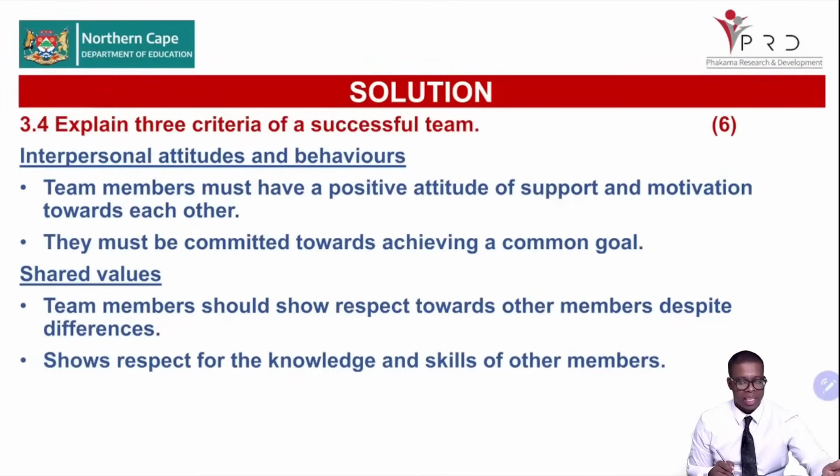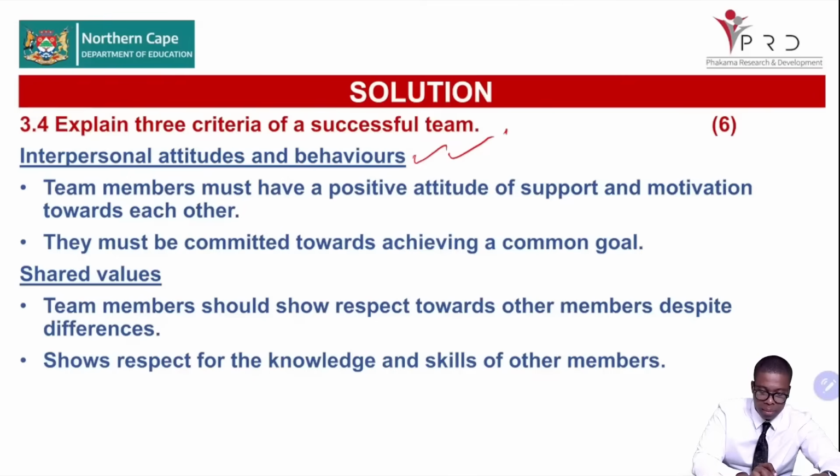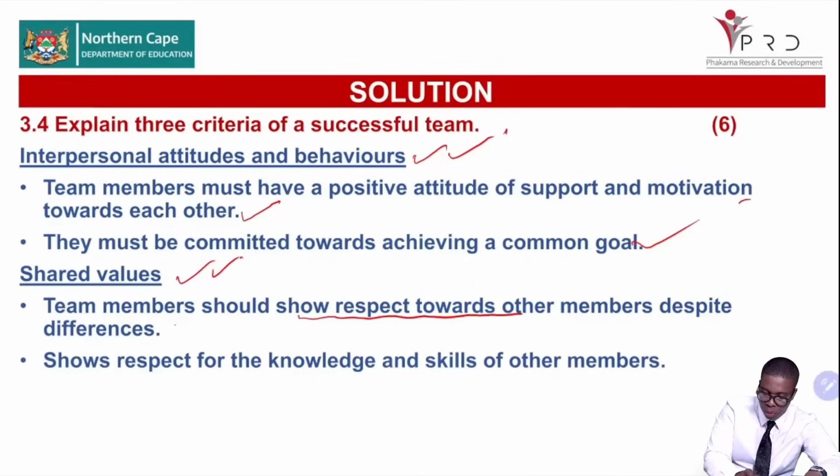Now, explain 3 criteria of a successful team. These are the criteria. Interpersonal attitudes and behavior: team members must have a positive attitude of support and motivation towards each other, and they must be committed towards achieving a common goal. Shared values: team members should show respect towards other members despite their differences, and they should also show respect for the knowledge and skills of other members.